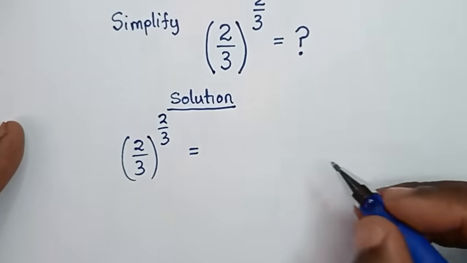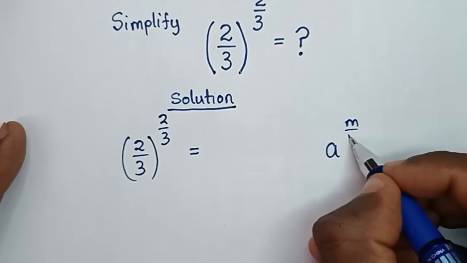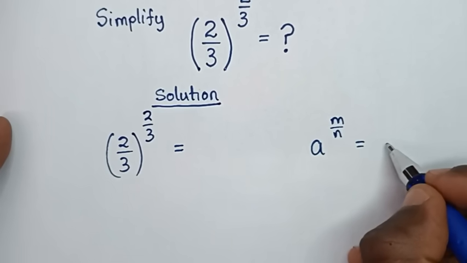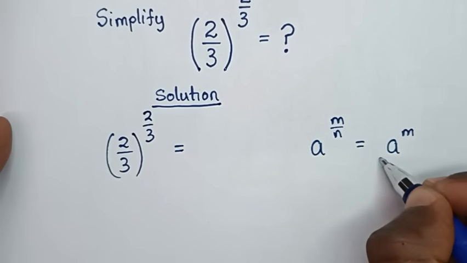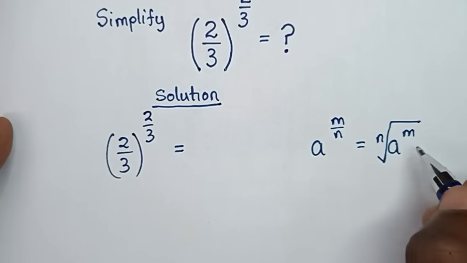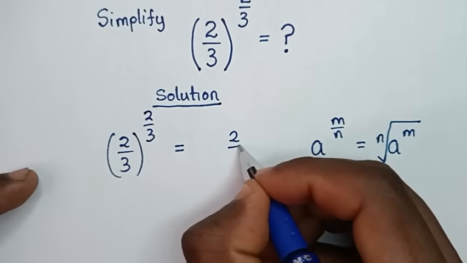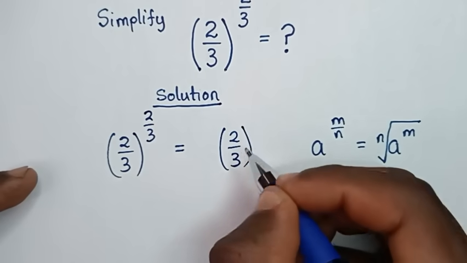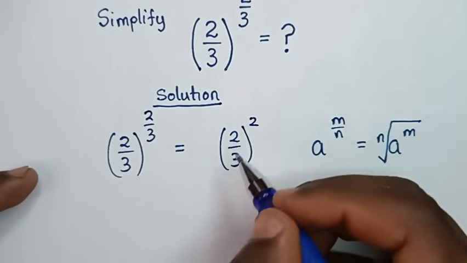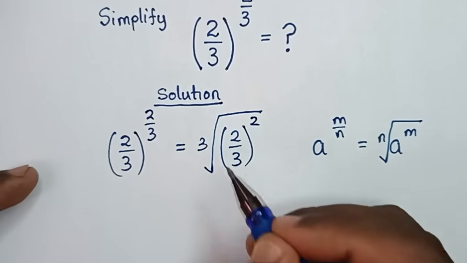here, we'll apply the rule, which is a power of m over n is equal to the nth root of a power of m. So to apply this form here, it will be the third root of (2/3) to the power of 2.